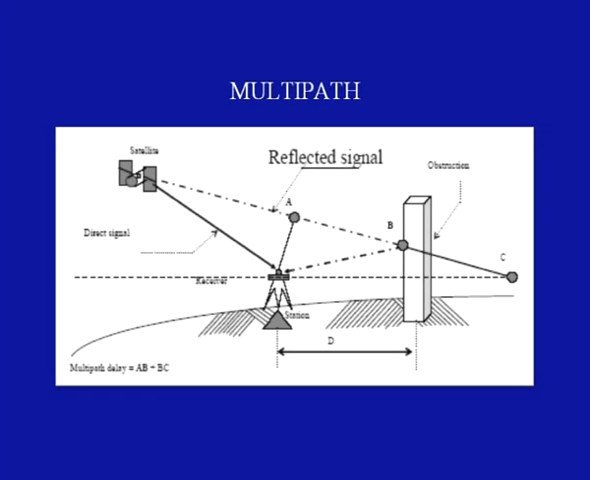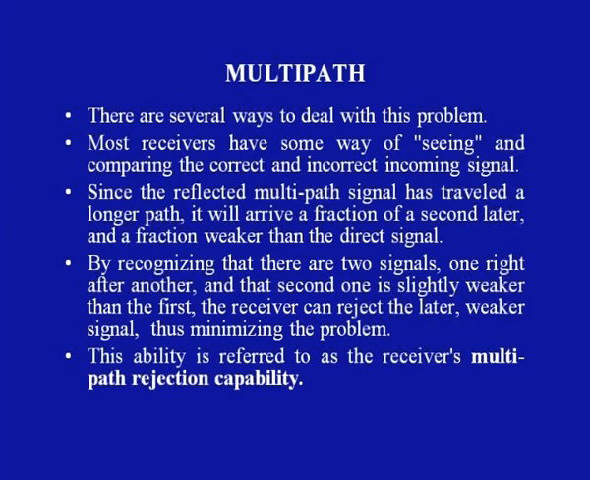This particular slide shows a line diagram as to how the multipath delay causes a difference in the time range of the signal being received at the GPS. However, there are several ways to deal with this problem.